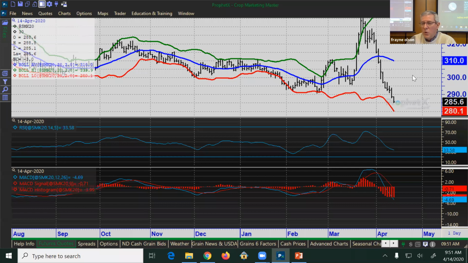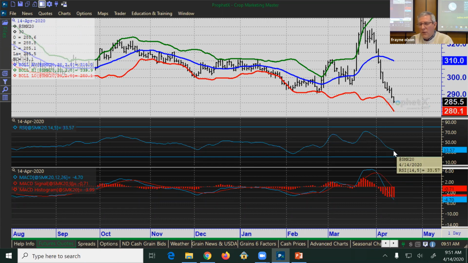If we look at nearby soybean meal, it's definitely in a downward trend. We're starting to see this moving average tip over. We're in the bottom half of the range. We're seeing the RSI, this indicator, moving downwards. We're also seeing on the MACD a downward moving market. It looks as though that downward momentum might be slowing a little bit.